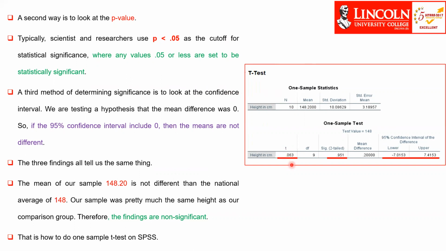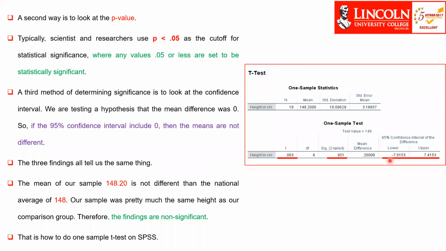The second one is to check whether your significant value is less than or greater than 0.05. Depending on what you get will determine how you're going to interpret your results. And the third one is to check your confidence interval.